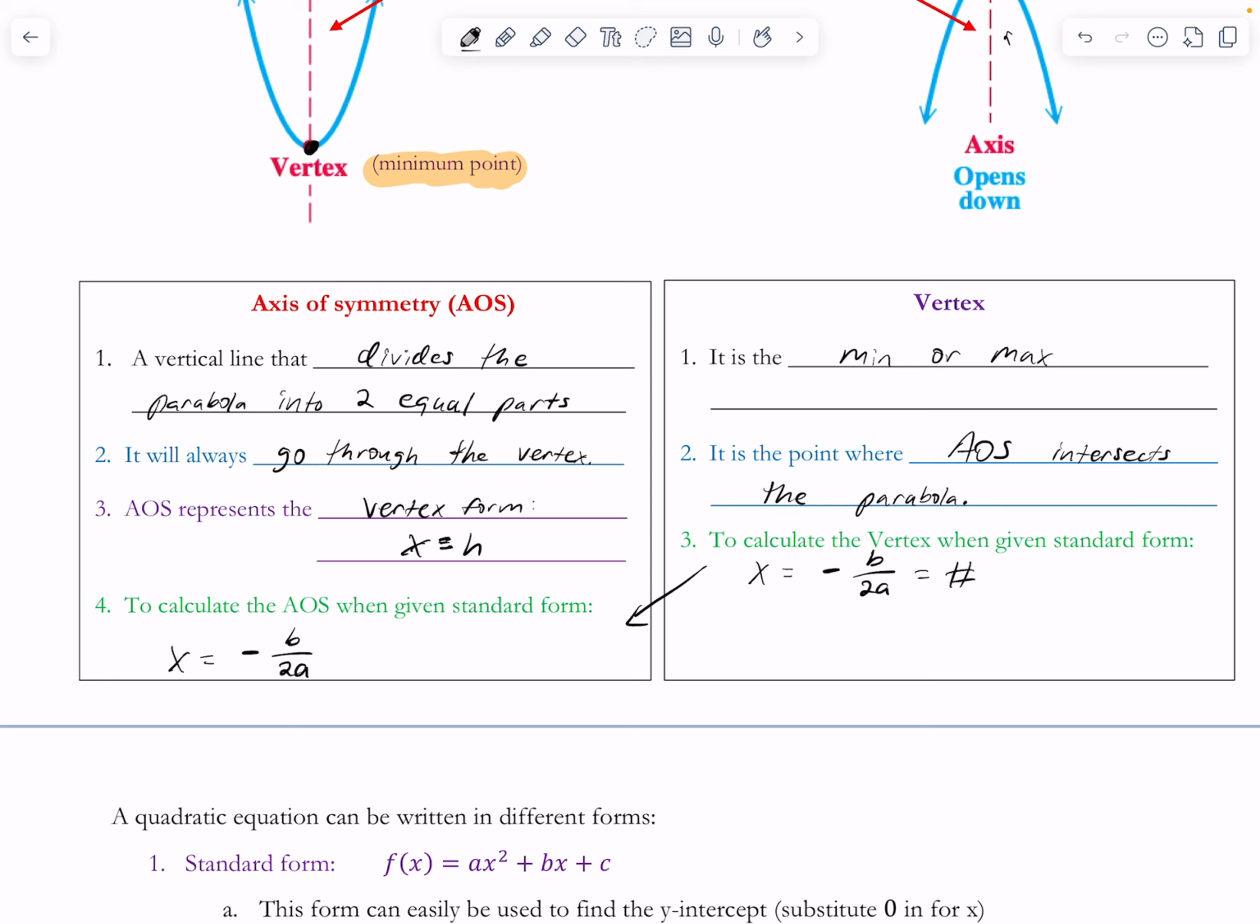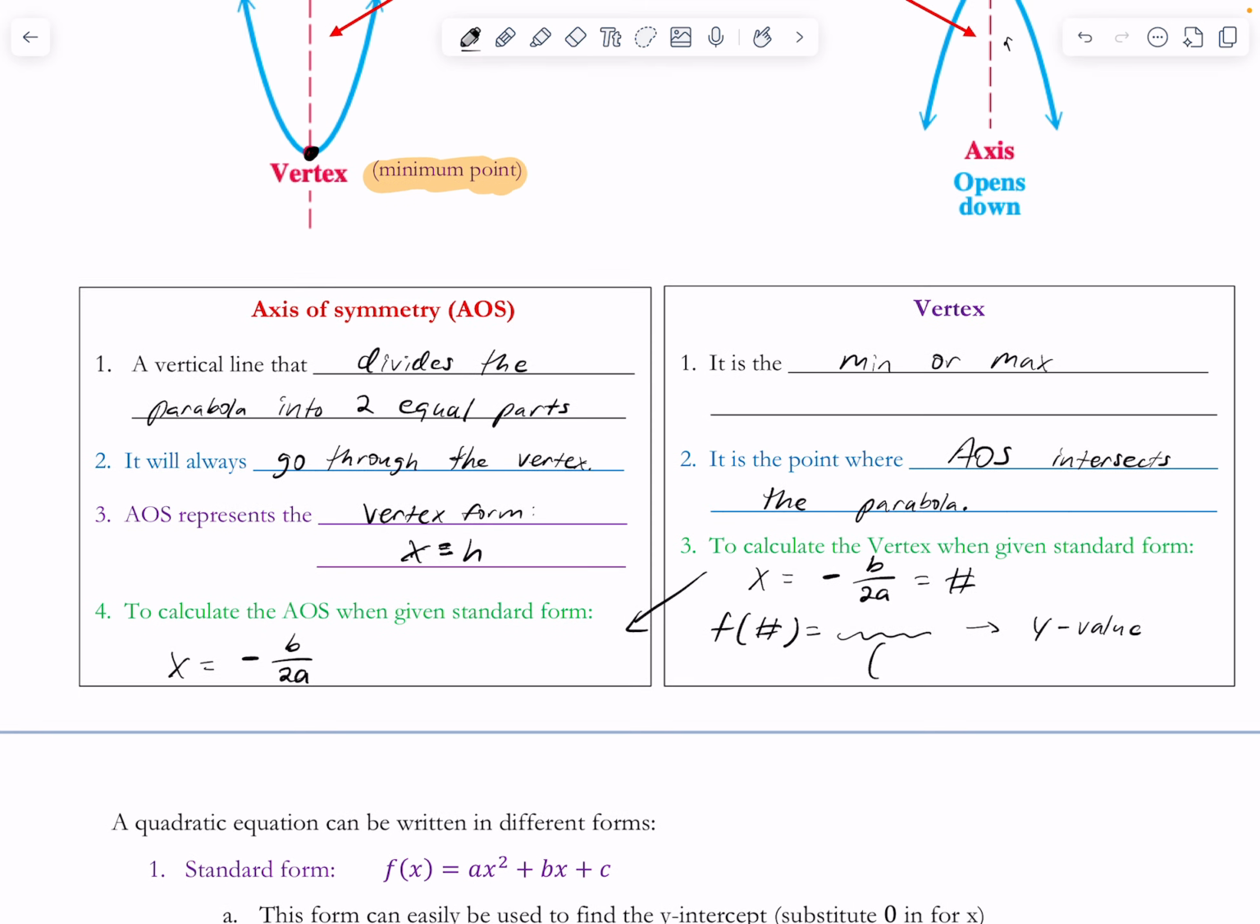Then you take that number and you plug it into your function. So you do f of that number into your function, and that will give you the y value. So that vertex here is going to be that number that you got for the x value for the axis of symmetry, and then whatever you get when you plug that back in.